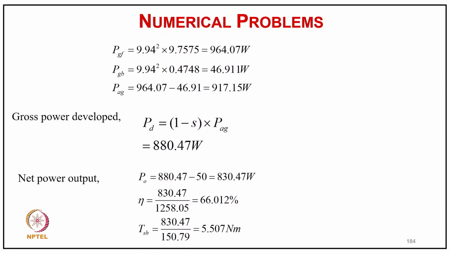that comes 917.15 watt, and gross power PD equal to (1 minus s) PAG, so it comes 880.47 watt, and net power output PO equal to this PD minus the friction loss, so it's typically 830.47 watt, and efficiency is 66.0%, and the shaft torque is the output power by the speed, which is 5.507 Newton meter.